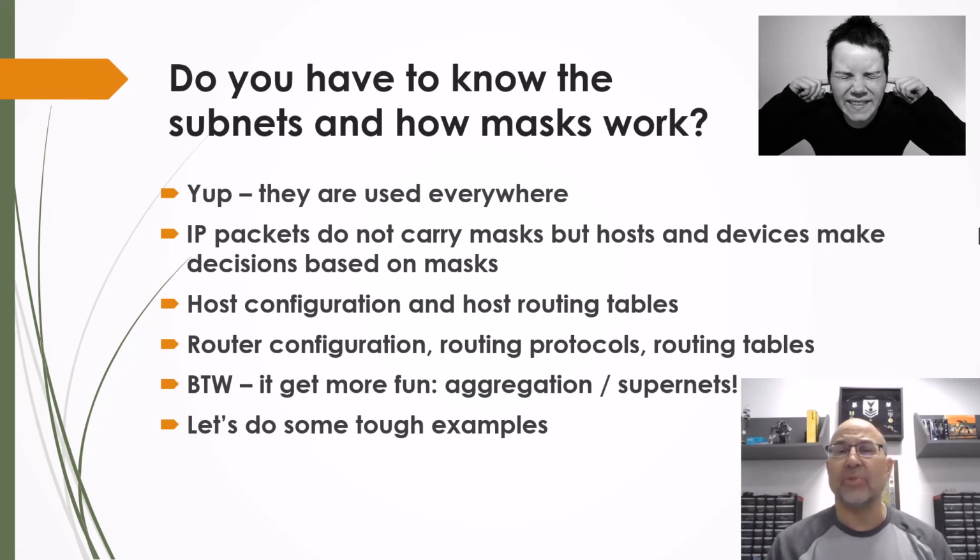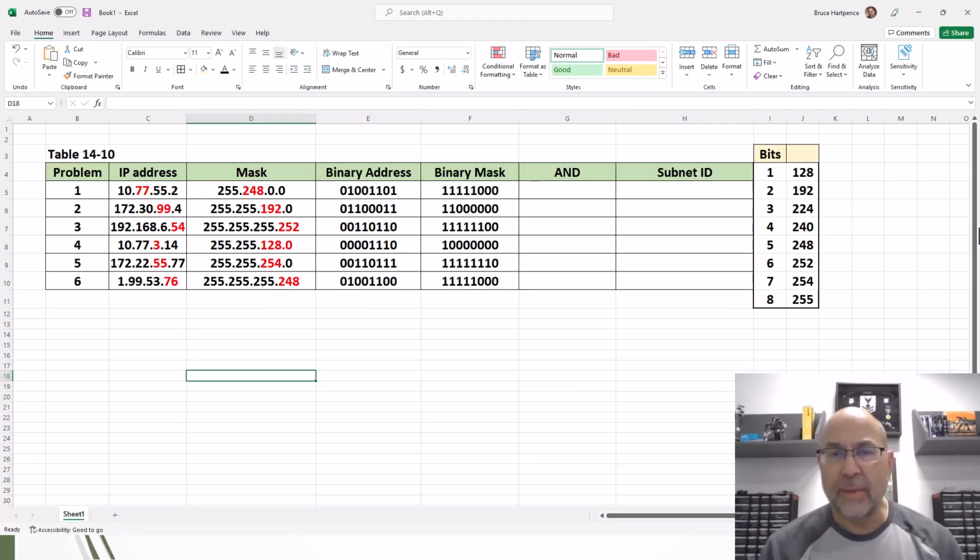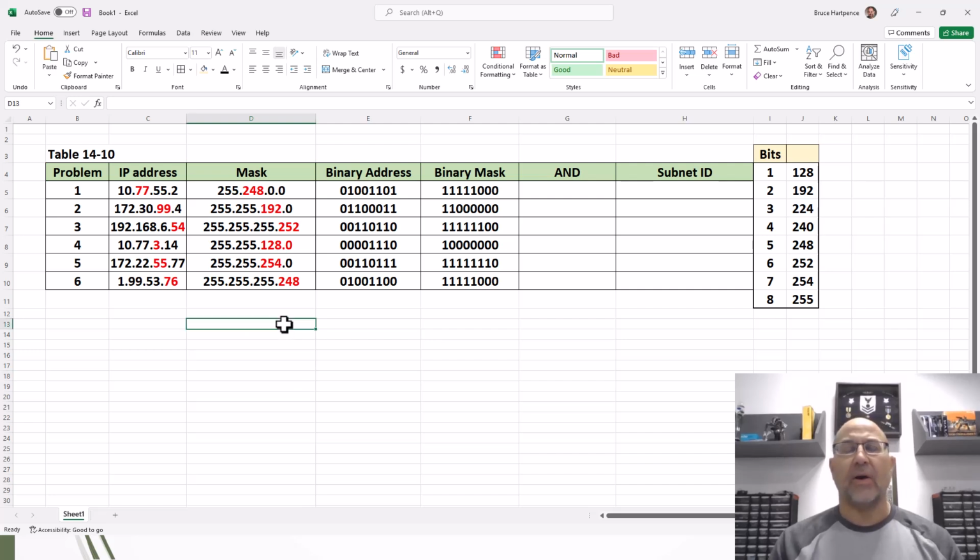Okay, let's do some tough examples. Now this is table 14-10 in the book. I've added a little bit to this. In 14-10, it just gives you the IP address and then the mask. What you have to do is figure out what the subnet ID is for this particular IP address. They're challenging because they're goofy masks.